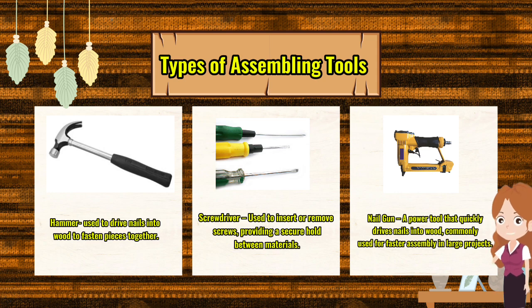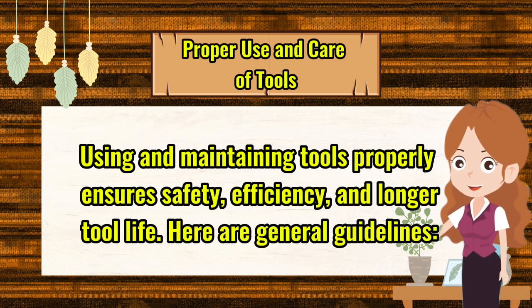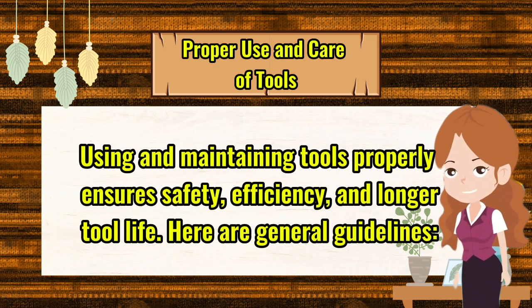We have hammer. It is used to drive nails into wood to fasten pieces together. We also have a screwdriver. It is used to insert or remove screws, providing a secure hold between materials. And lastly, we have nail gun, a power tool that quickly drives nails into wood, commonly used to faster assembly in large projects. So now let's proceed to the proper use and care of tools.